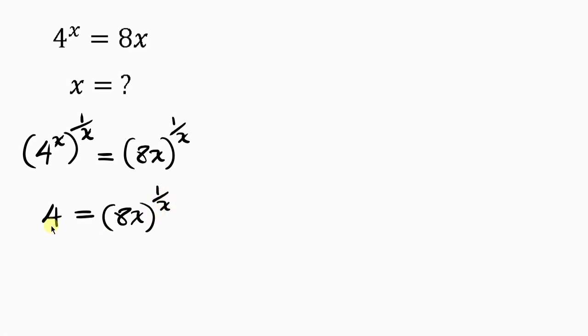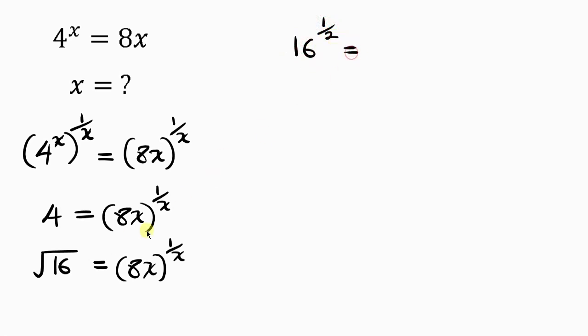Now we know that 4 is the square root of 16. So that means the square root of 16 results to 4. So it is the same thing. Equal to 8x to the 1 over x. Now the square root of 16 can be written in its exponent form as 16 to the 1 over 2. Equal to, on the right hand side, we have 8x to the 1 over x.